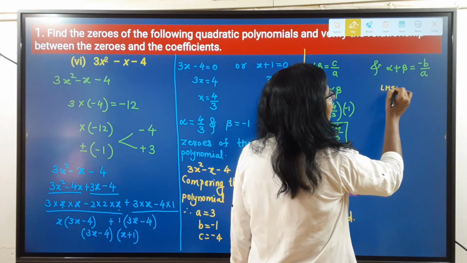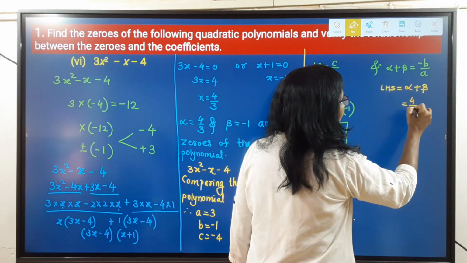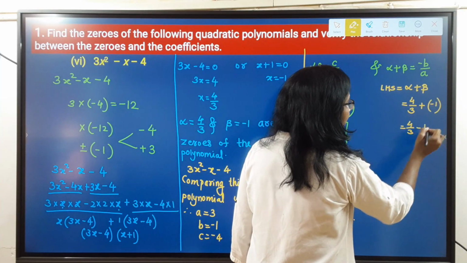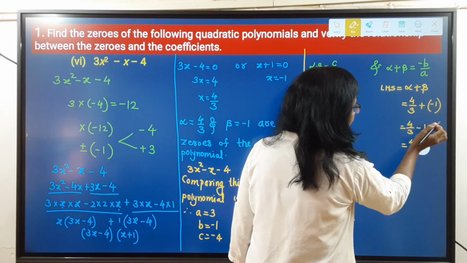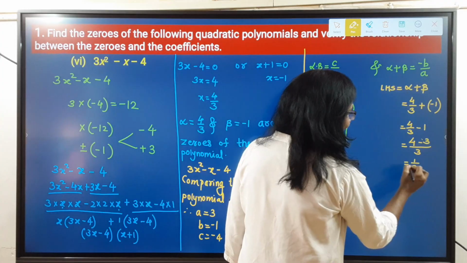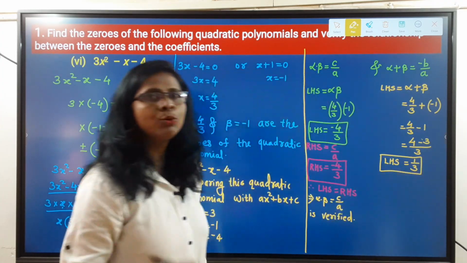So here, LHS is equal to alpha plus beta. So here 4 upon 3 plus minus 1, so that means 4 upon 3 minus 1, that means 4 minus 3, 4 minus 3 upon 3. So that means here LHS is equal to 1 upon 3.